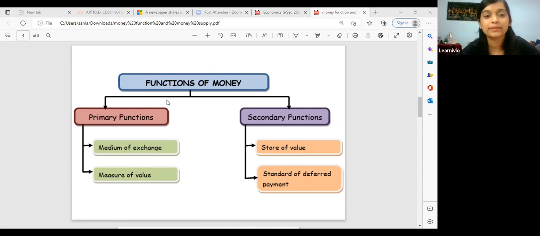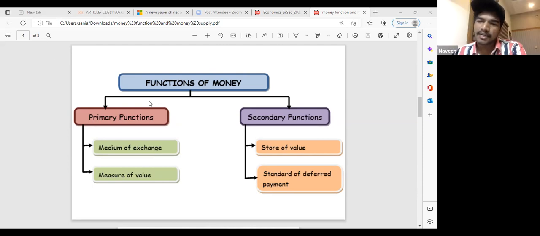Okay. So Naveen, tell me, what do you understand by functions of money? Functions of money are of two types, primary function and secondary function. Primary function, there are two functions, medium of exchange and measure of value. And secondary function, there are two functions, store of value and standard of deferred payment.